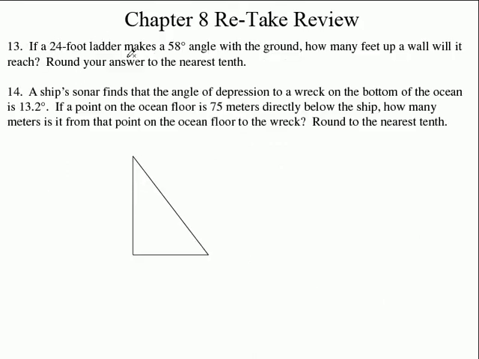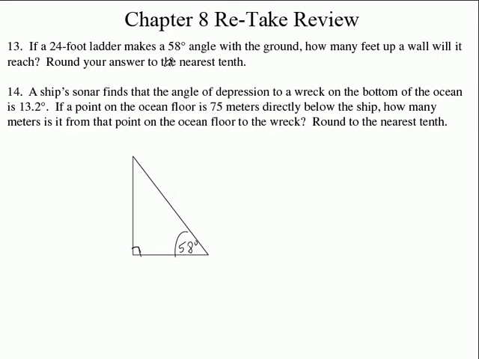It says a 24-foot ladder makes a 58-degree angle with the ground. So here's our situation. Here's our ground. We'll consider this part right here to be the ladder, and we'll say it's 58 degrees. Again, it doesn't have to be perfectly to scale. That's good enough. Now, if it's against a wall, we're assuming that the wall and the ground are what? Parallel? Yeah, that'd be a weird wall. It'd be the floor then, wouldn't it, if it was parallel to the ground?